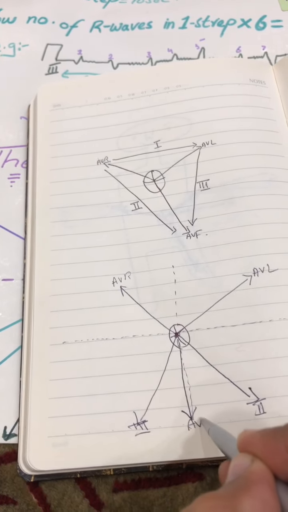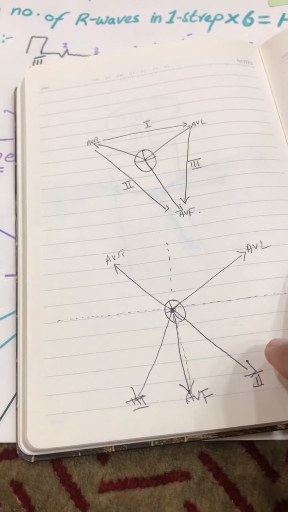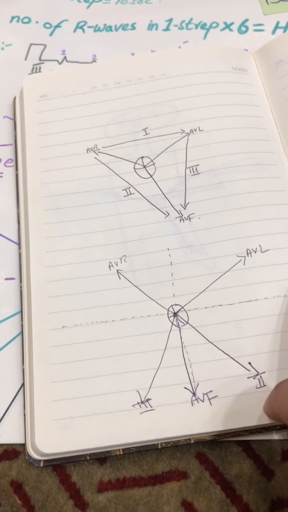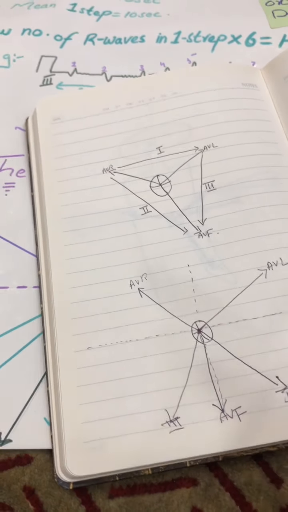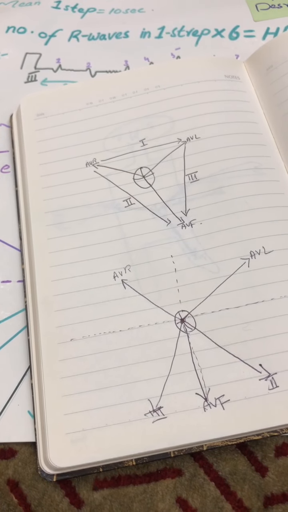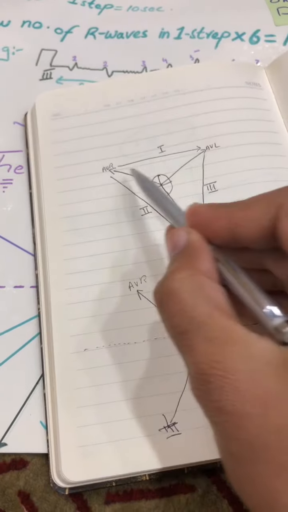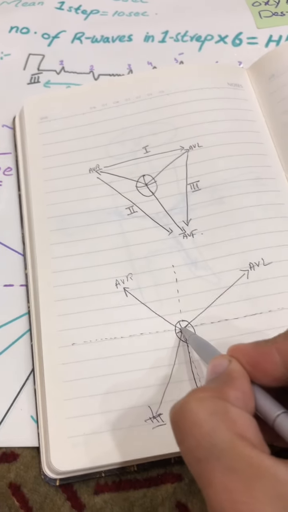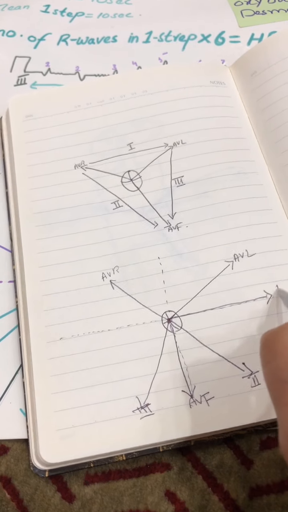This was AVF. Okay, now we need to put the chest leads, and don't worry, I'm just putting the chest leads and then I'm gonna explain why I put them over here. Okay, what is remaining over here? Lead number 1. Put the tail over here and draw it as it is in the above diagram. See, lead number 1.